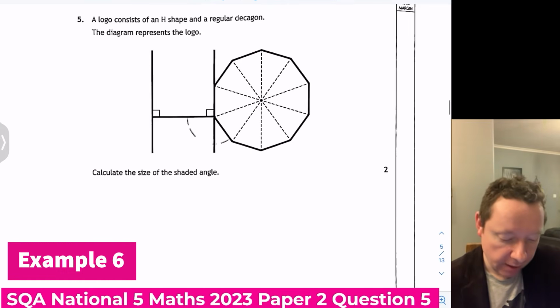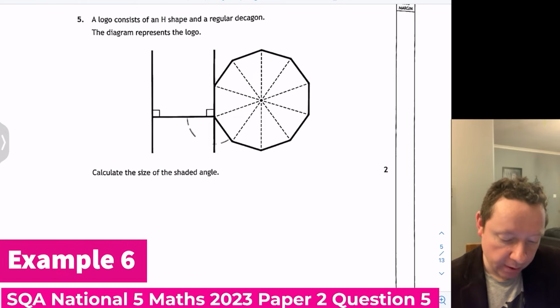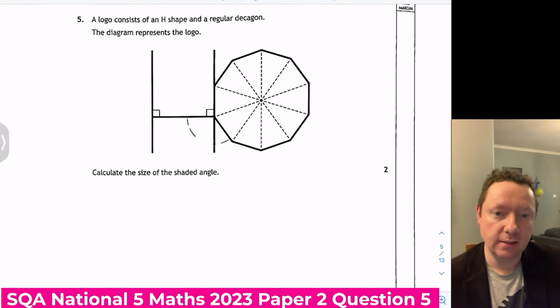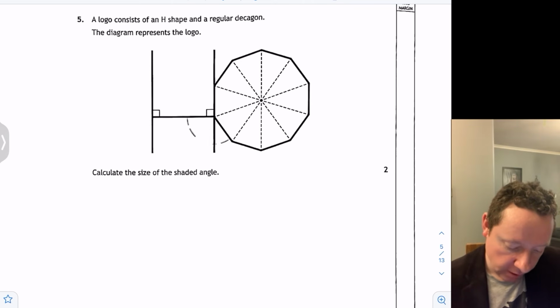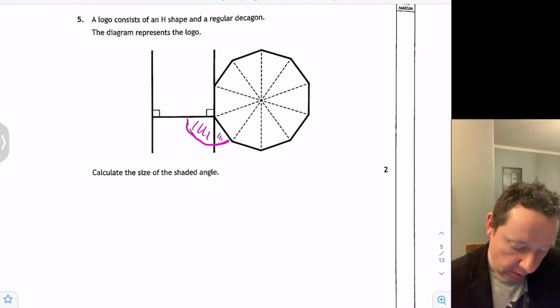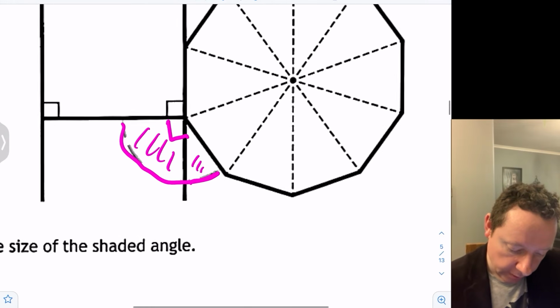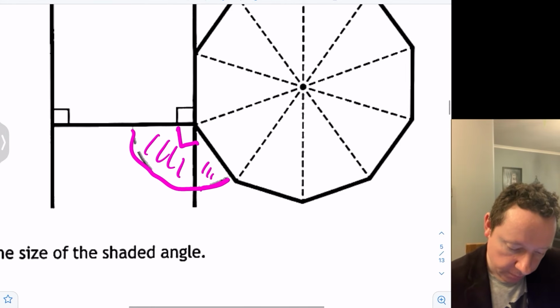Question 5. The logo consists of a H shape and a regular decagon. The diagram represents the logo. Calculate the size of a shaded angle, which goes from here to here in this diagram, okay? So, well, the first part's easy, that's a right angle. But the next part, we need to calculate the size in here.